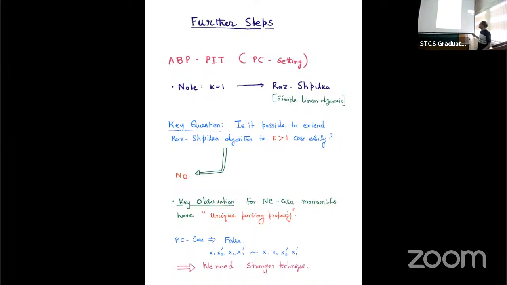The main difficulty is that, as someone from the audience already pointed out, for the non-commutative case, the monomial has the unique parsing property. If the monomial is x1, x2, x3, the only way it can be generated is x1 first, then x2 second, and x3 third. And this unique parsing property is destroyed in this model. Because of this difficulty, the Rashfield algorithm cannot capture it. And this is the main reason, I think, the polynomial algorithm was open for this problem for a very long time. So we need a stronger technique to tackle it.